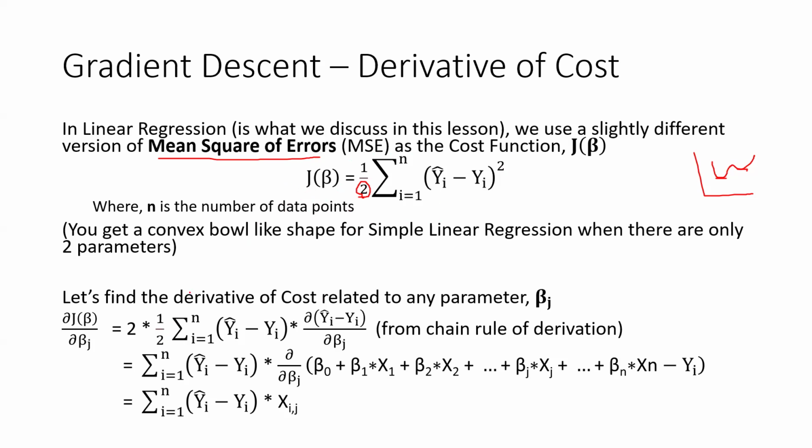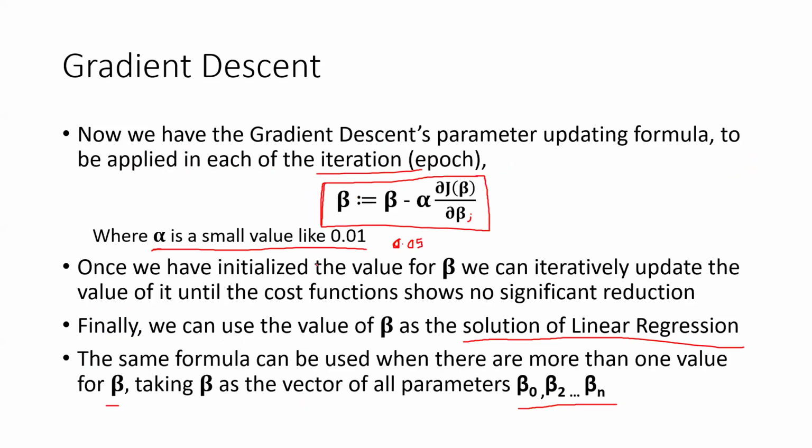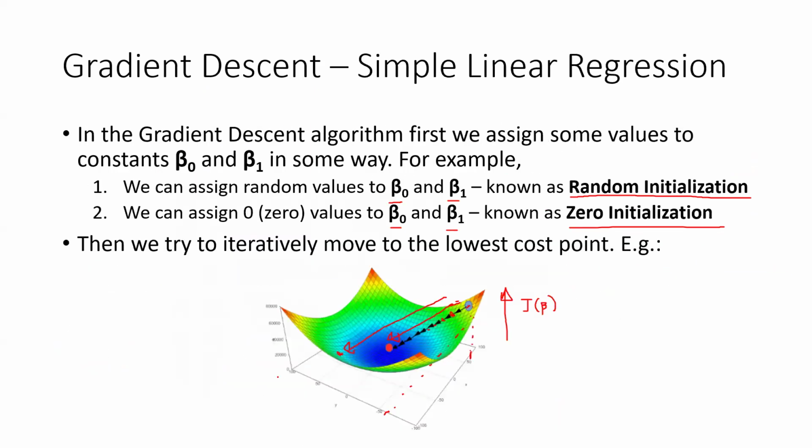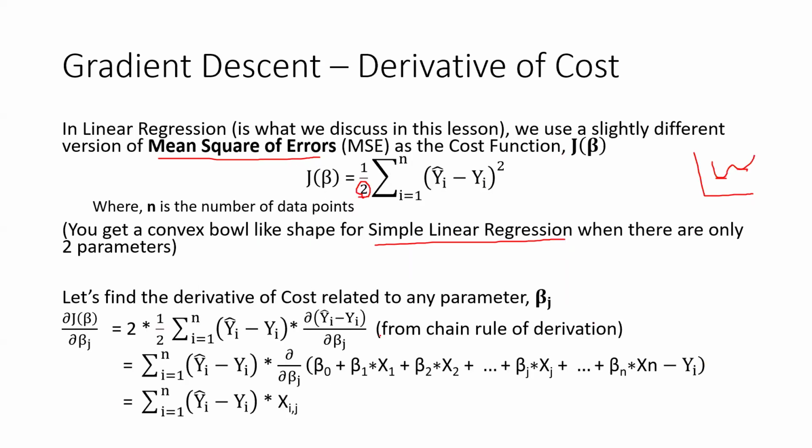So we will see what the derivative of this J beta is, which is given by the slope of this curve. This is the curve, and for a simple linear regression we will have a bowl-like structure, a curve like this, represented by this equation.